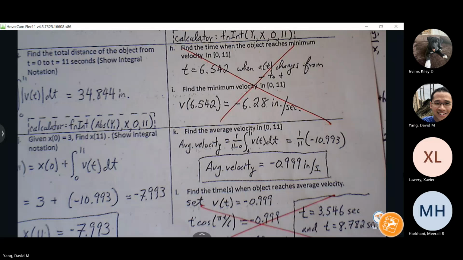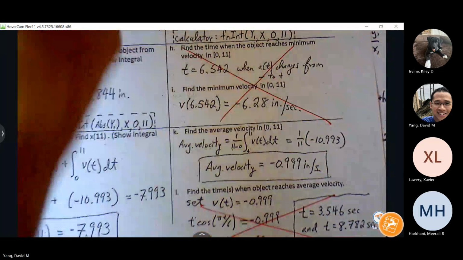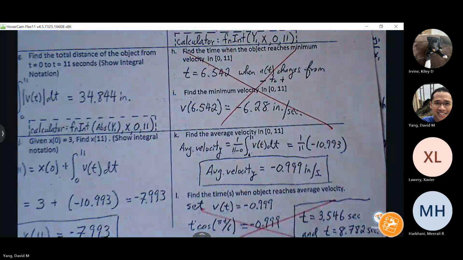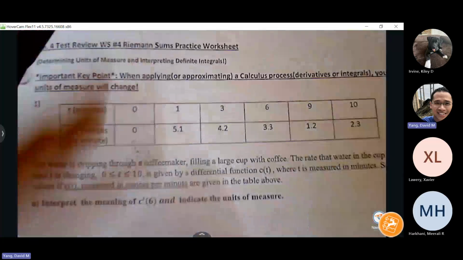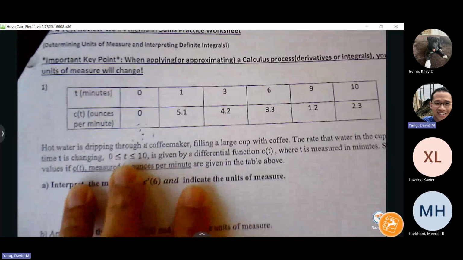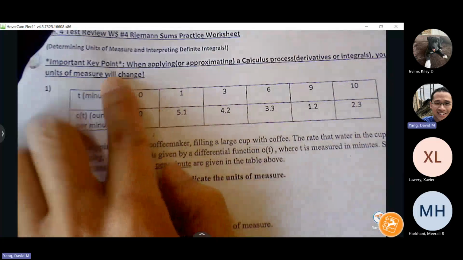Okay, so let's go to page 7. I'm going to do this in class as well, but this gives you a head start, and if I don't get to page 8 in class, you can try page 8 on your own. So here's page 7. Okay, particle motion, Riemann sums here, but this is a very specific word problem format.